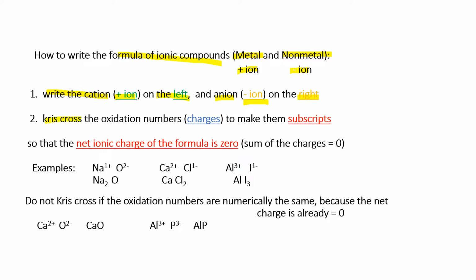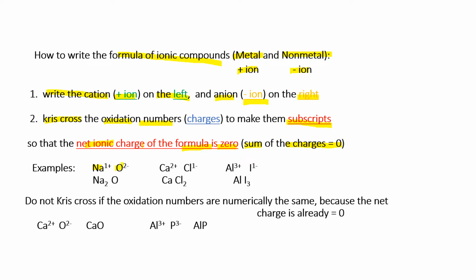Then crisscross the oxidation numbers, or the charges, to make them subscripts so that the net ionic charge of the formula is 0, meaning the sum of the positive and negative charges equals 0. For example, Na 1 positive is written on the left and O 2 negative is written on the right. So 1 positive plus 2 negative is not equal to 0. That is why there is a need to crisscross.